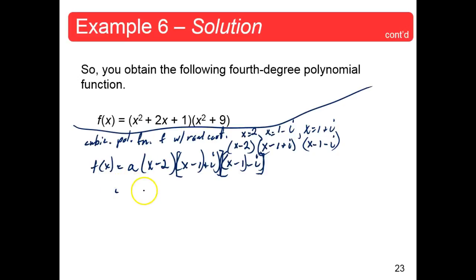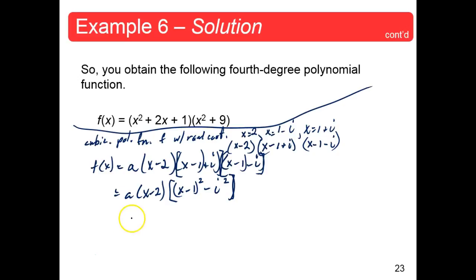So this will be A times x minus 2, and then it'll be a difference of two perfect squares. These are conjugates of each other, different conjugates, but they are. This will be x minus 1 squared minus i squared. Make that a bracket. You see that? By putting parentheses in here and there, now you have the sum times the difference of the same two numbers, so it would be this squared minus this squared.